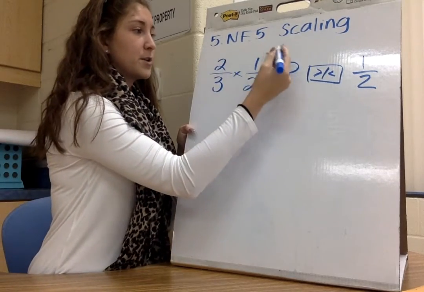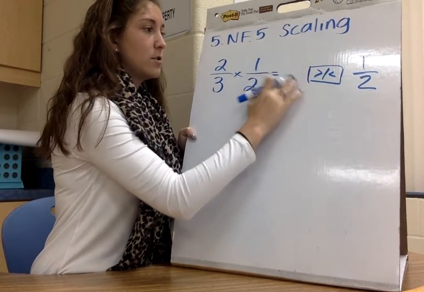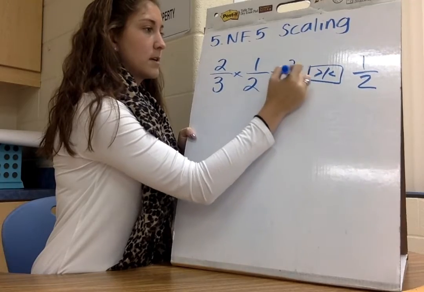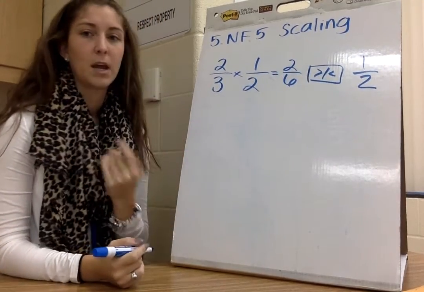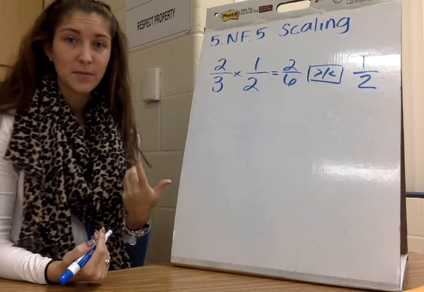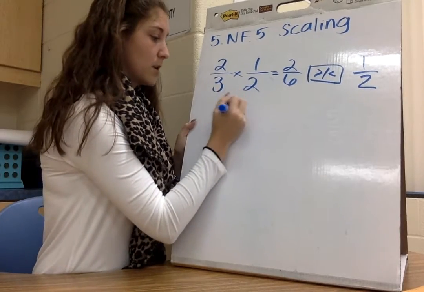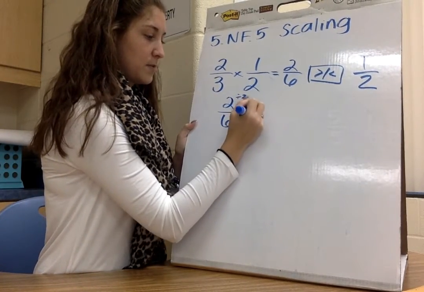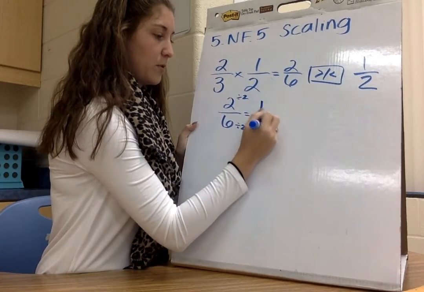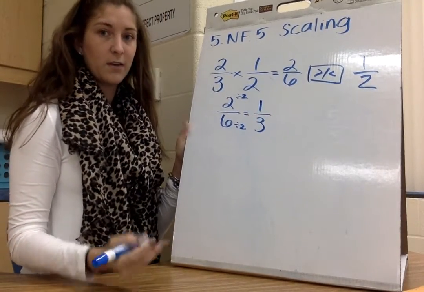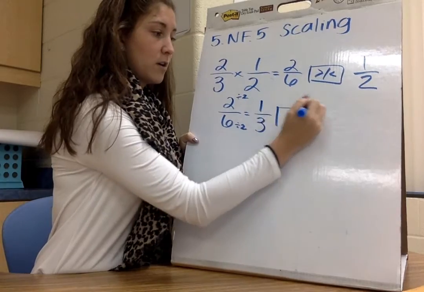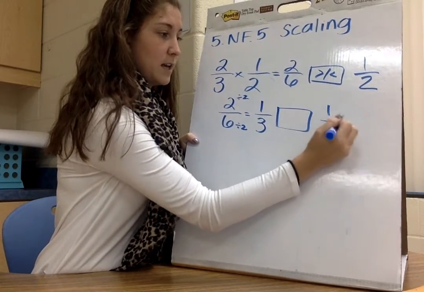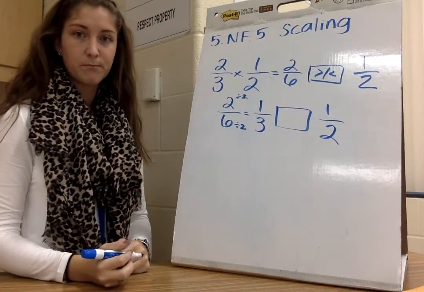So if I multiply straight across, I get 2/6. Now, can 2/6 be simplified? Yes. So if we drop down here, I can simplify it by 2, and I can simplify by 2. So I end up with 1/3. Now, the question is 1/3 greater than or less than 1/2?